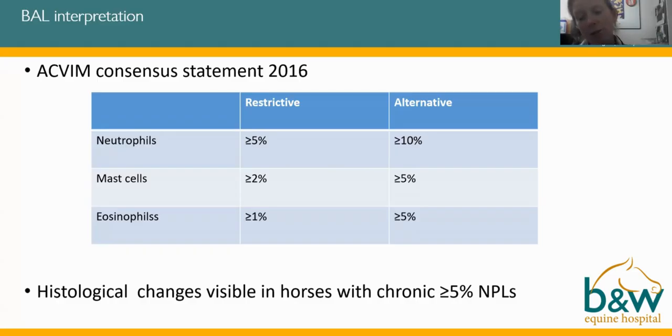Although interestingly, there is also literature to support the fact that horses that chronically have more than 5% neutrophils present do have histological changes visible. So those horses definitely are abnormal. But I think this information is maybe useful in terms of interpreting your BAL in terms of your clinical picture. If you have a horse with very convincing clinical signs of poor performance and 6% neutrophils on a BAL, I guess you're going to have to interpret all of this in light of your clinical findings.